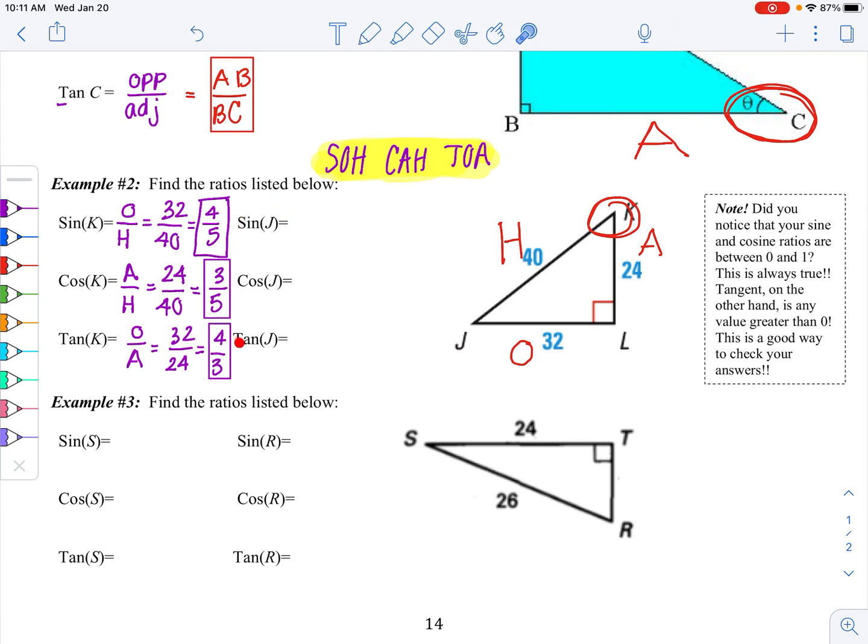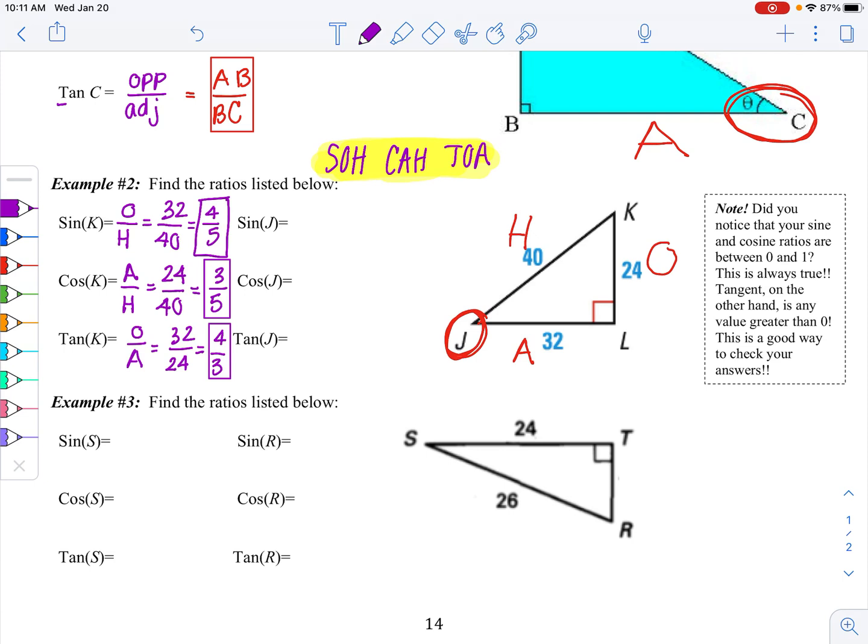Now for these three, the angle of focus is J, which means I need to fix my picture. So I'm going to actually erase my OAH because now J is my angle of focus, because J is in the parentheses. So looking at J, the opposite side is now this side. The adjacent side that touches the angle is 32. And the hypotenuse stays the same because, again, it's still across from the 90 degrees.